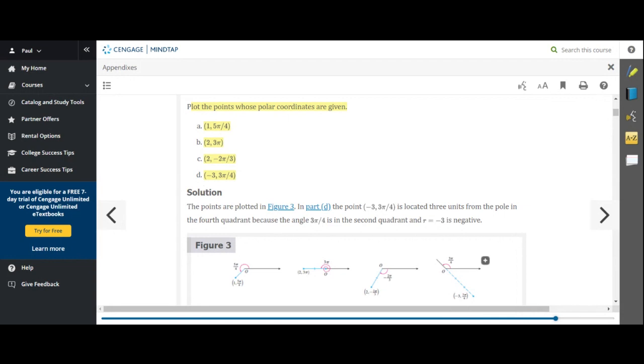Now for D, you have a negative radius. The polar coordinate is negative 3 and 3 pi over 4. So 3 times pi over 4 is 3 times 45 degrees, which is 135 degrees. In the fourth picture here, you go 135 degrees from the positive x-axis. But then from the origin, you don't move forward a distance of 3, you move backward a distance of 3. Okay, and that gets you that polar coordinate. Are there any questions on that?